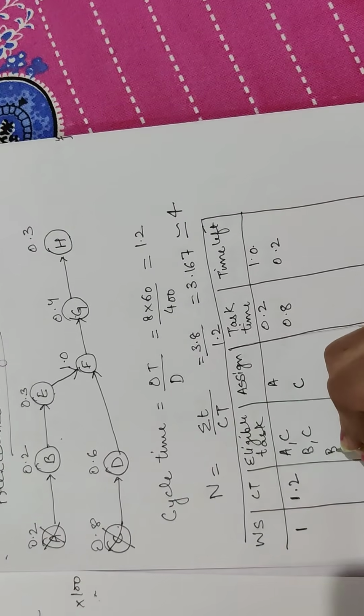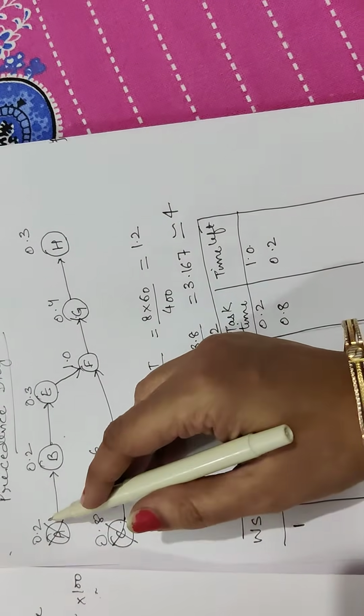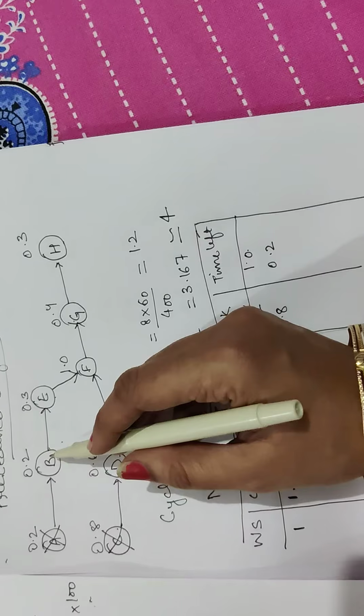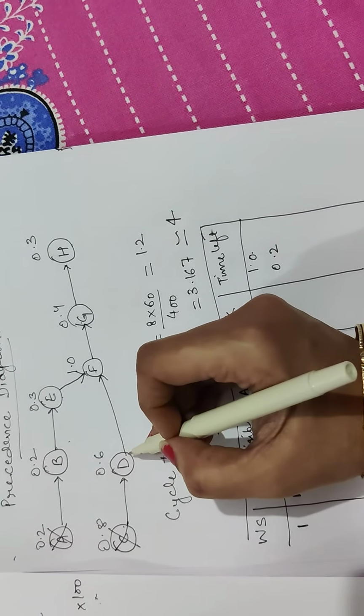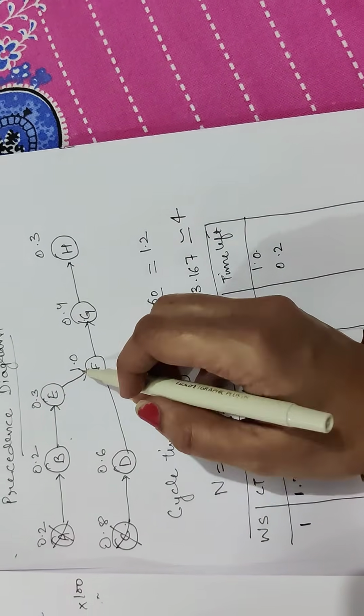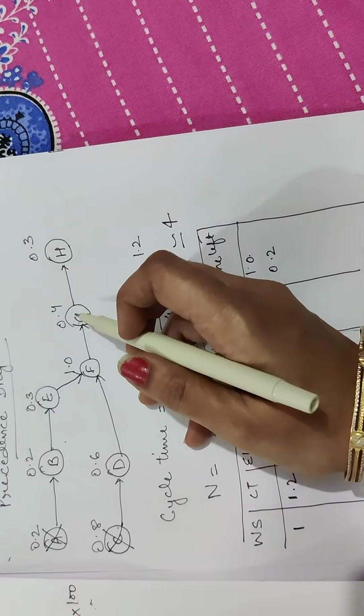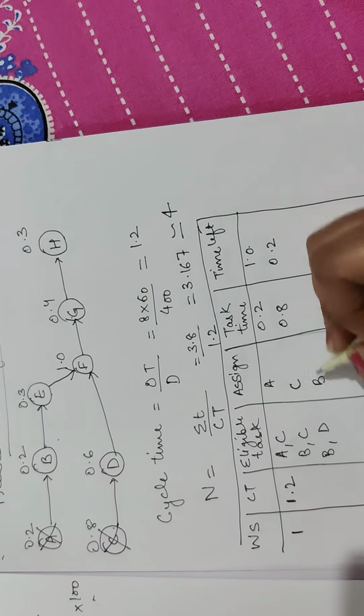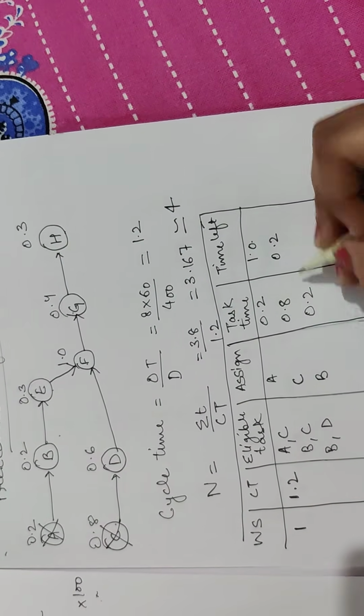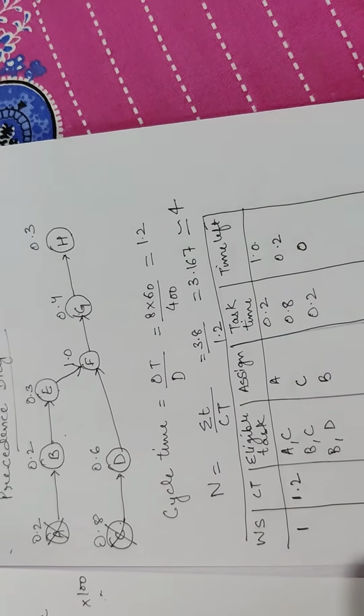The next eligible tasks are B and D, because A has finished and C has finished. So now either B can be assigned or D can be assigned. B's followers are 4, D's followers are 3, so B will be assigned and the time period of B is 0.2 and the time left is 0.